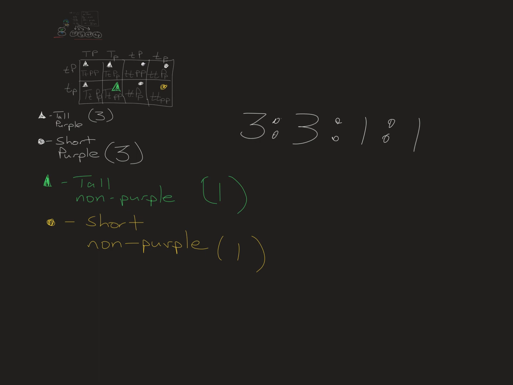So how about 1 to 2 to 1 to 2 to 4 to 2 to 1 to 2 to 1? That doesn't make any sense at all. How about 3 to 1 to 3 to 1? Yeah, that's right. Why is the order of the numbers different from 3 to 3 to 1 to 1? Because they gave you 3 tall and purple, 1 tall and non-purple, 3 short and purple, and 1 short non-purple. They just put them in different order. But the number of each phenotype is going to be the same. The only right answer is 3 to 1 to 3 to 1. Are we clear?